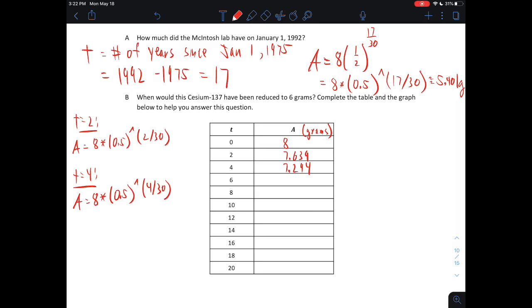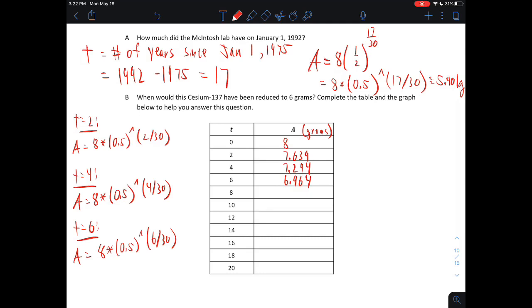And then let's do t equal to 6. That gives me A is equal to 8 times 0.5 raised to the 6 divided by 30. And I get 6.964. And we can keep doing this: 8, 10, 12, 14, 16, 18, 20. And you're going to see this go down.